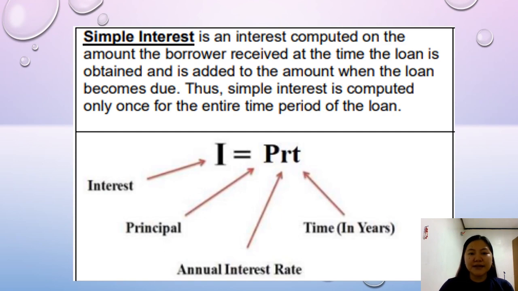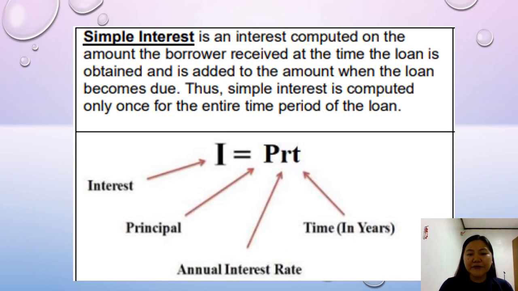Now, what is simple interest? Simple interest is an interest computed on the amount the borrower received at the time the loan is obtained and is added to the amount when the loan becomes due. Thus, simple interest is computed only once for the entire time period of the loan. So, ito lang naman yung sinasabi natin na interest na kinocompute kapag, for example, nag-borrow ka ng pera or nag-loan ka. Okay? Yung tinatawag nating simple interest.